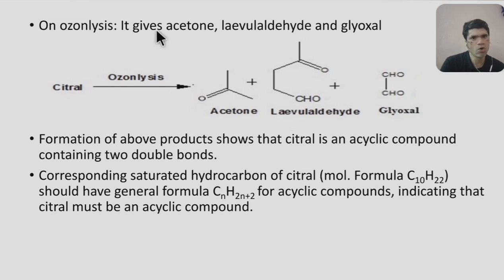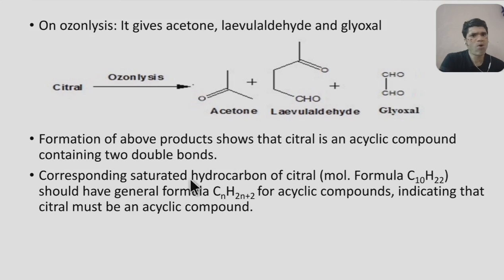Similarly, ozonolysis gives acetone, levulaldehyde and glyoxal. The difference between ozone and KMnO4 is that KMnO4 is a very strong oxidizing agent, therefore it gives acid here, whereas ozone gives aldehyde. So here, in the case of KMnO4 it is oxalic acid, whereas in the case of ozone it is a dialdehyde, that is glyoxal. The above products show that citral is an acyclic compound containing 2 double bonds, and the position of the double bonds is confirmed with KMnO4 and ozonolysis.